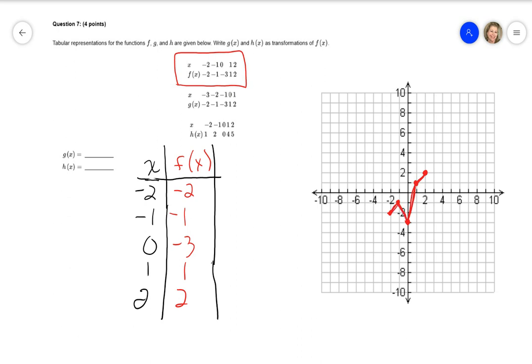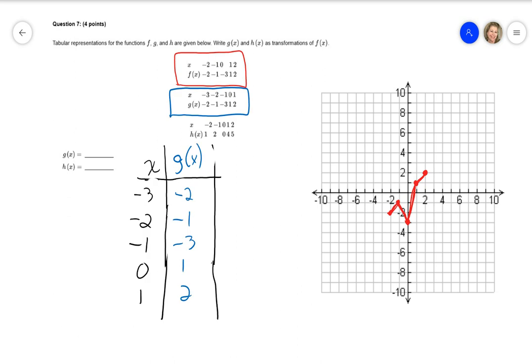All right, so that's f of x. Now I'm going to pause and I'm going to do g of x, and I'll do that in blue. All right, so here's g of x. -3, -2 would be here. -2, -1. -1, -3. 0, 1. And 1, 2. And now I'm going to connect those dots. Not doing a very good job.